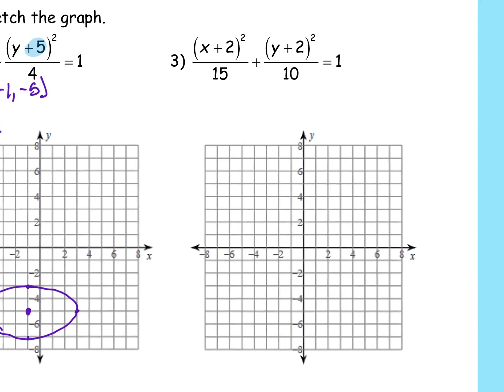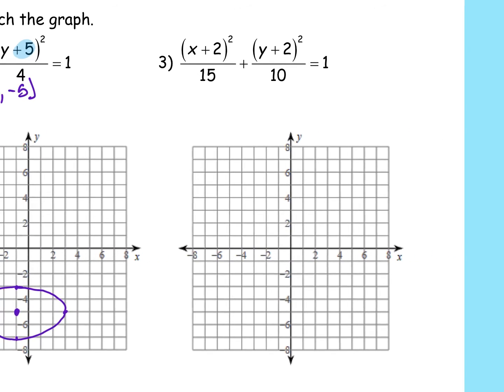This week, this one's a little different because my bottoms are not perfect squares. Is that going to be a problem? No. Where's the center of my circle? -2 and -2. Awesome. So how do I find out where A is? How did I find out where A was on the other ones? You count. You square root. The square root of 15, great.